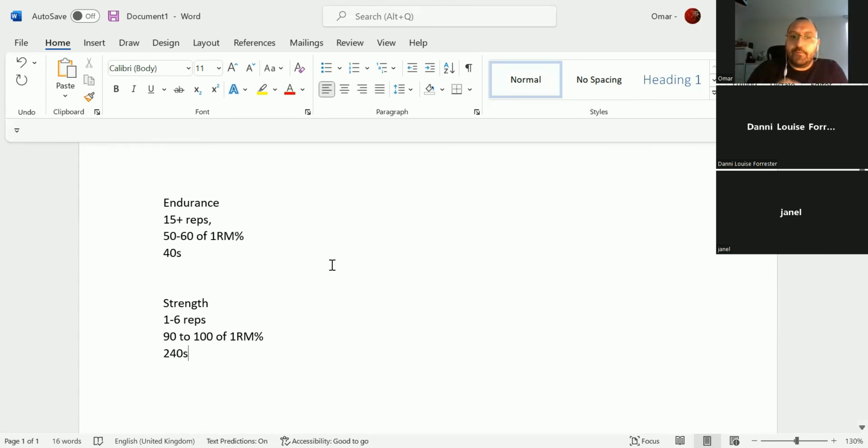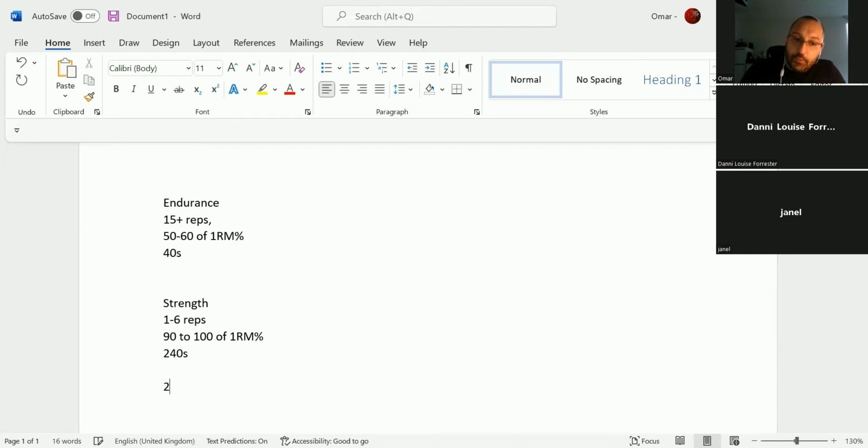So endurance: 15 plus reps, 50 to 60 percent of 1 rep max, 40 seconds rest. Strength: 1 to 6 reps, 90 to 100 percent of 1 rep max, 240 seconds rest. Now, when you put it on your program card, make sure they make sense. Okay, so you need to choose one number for everything.